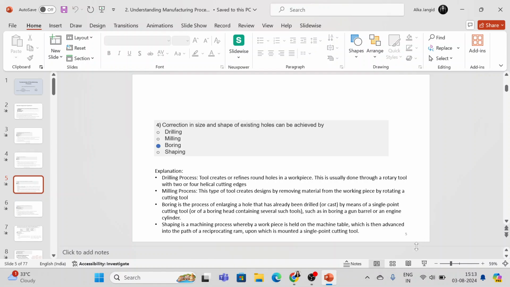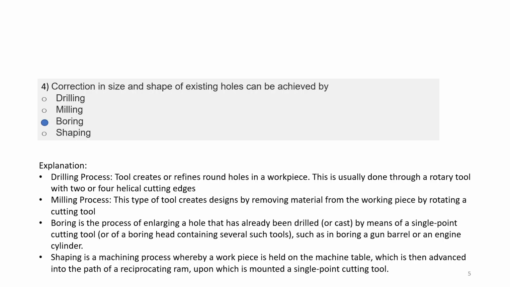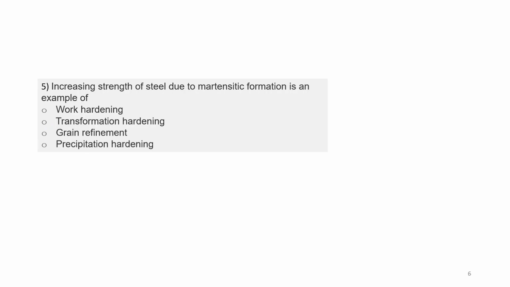Okay, so the next question is: increasing strength of steel due to martensitic formation is an example of. Your options are work hardening, transformation hardening, grain refinement and precipitation hardening. So these are various strengthening mechanisms. I'll be discussing these in lecture notes as well.